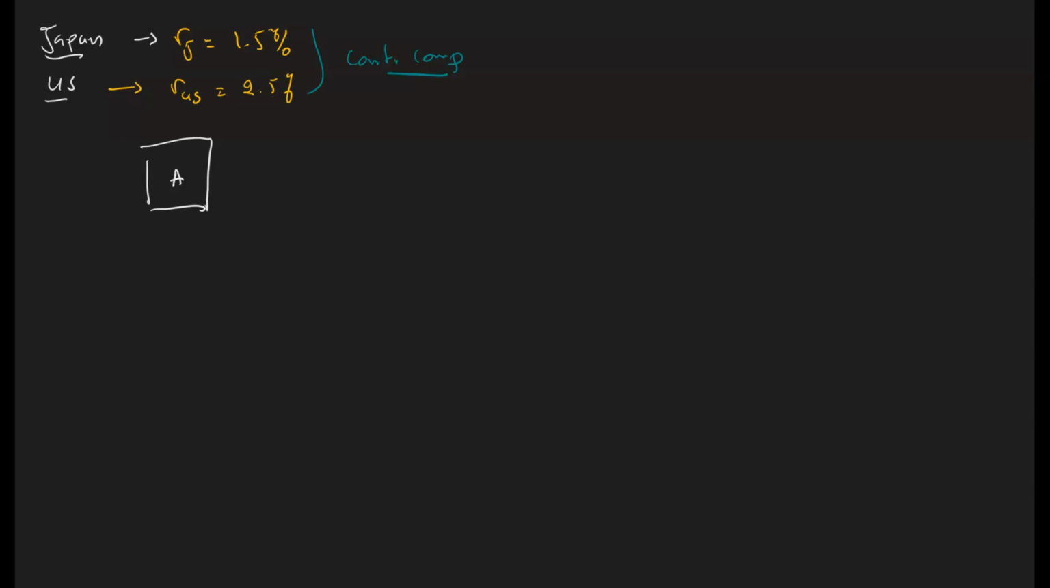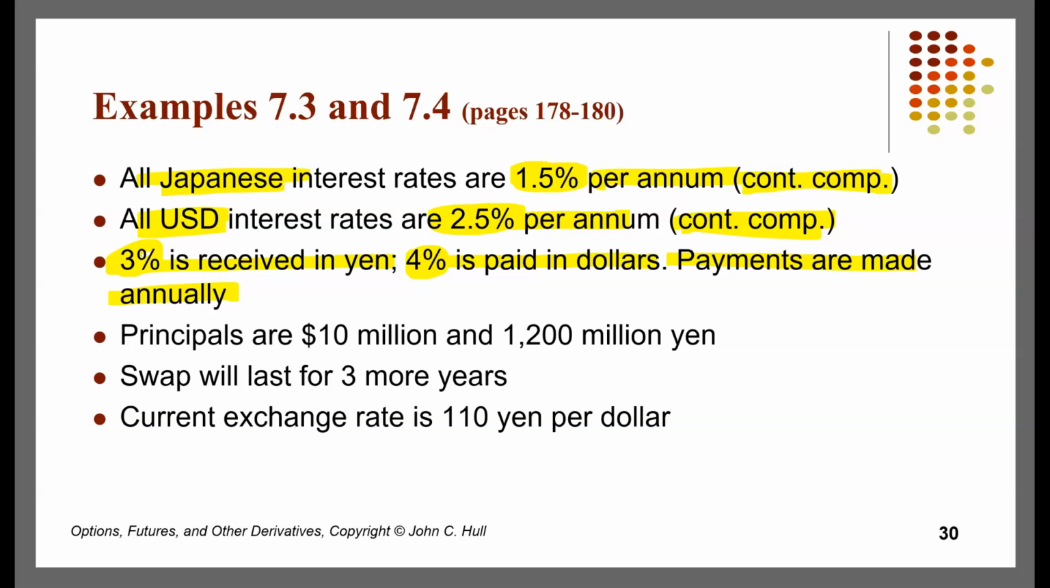First party here, and we're gonna have the second party here. We will be receiving, I think that's what it says, and we'll be paying. Now what are we doing? We are receiving 3% in yen and paying 4% in dollars.